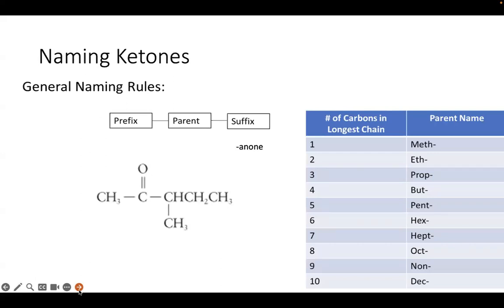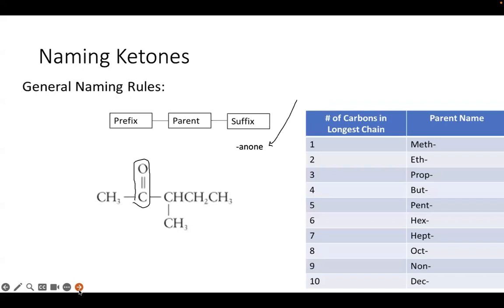Now, ketones. This is the same looking functional group, but now the C double bonded to an O is in the middle. All the same naming rules apply. But now if it's a ketone, our suffix is -anone. So instead of -anal, it's -anone.